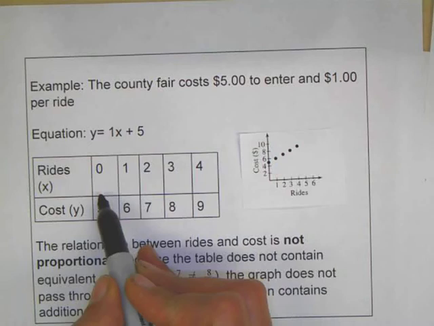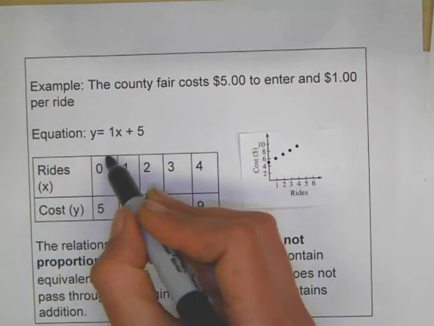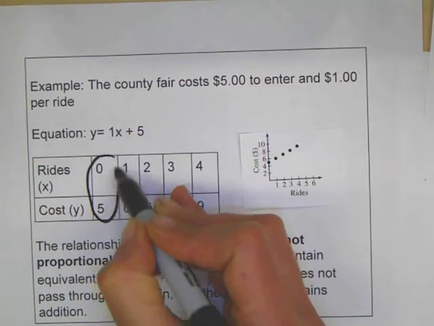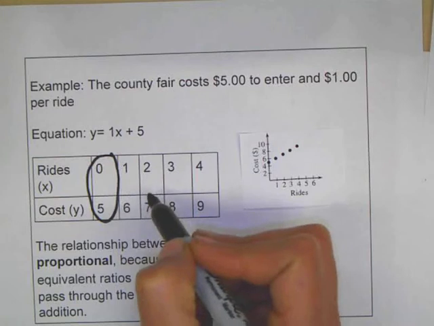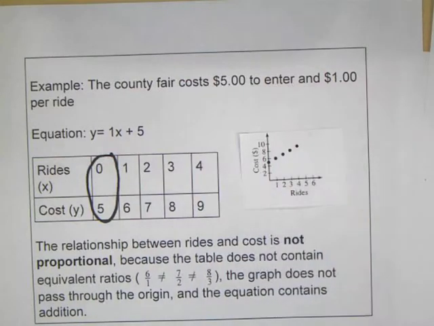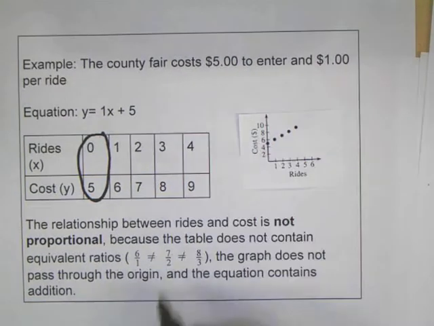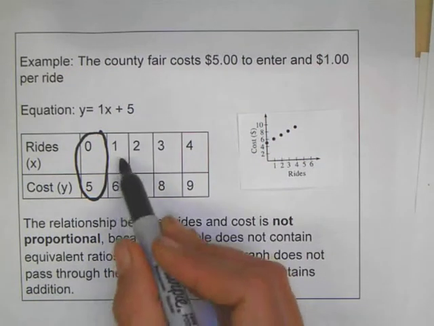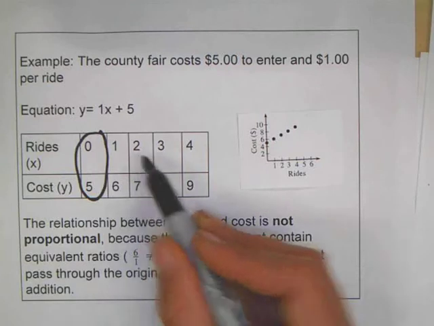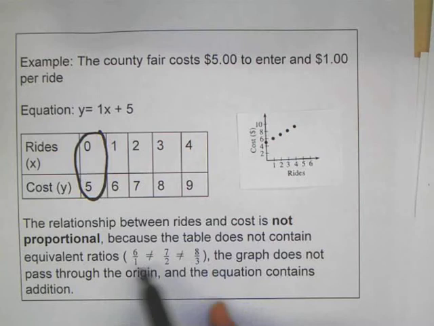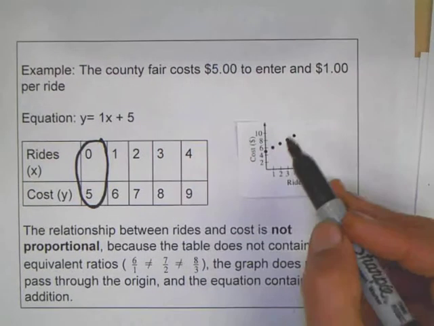So once again, we can look at a table. The table has to have the point 0, 0 on it. If it doesn't have the point 0, 0 on it, it's not going to be proportional. So you don't even need to do anything. But you could also write those ratios and look at that. 6 over 1, 7 over 2, 8 over 3. If you simplify those, they're not equivalent fractions. So that tells you that this is not proportional.